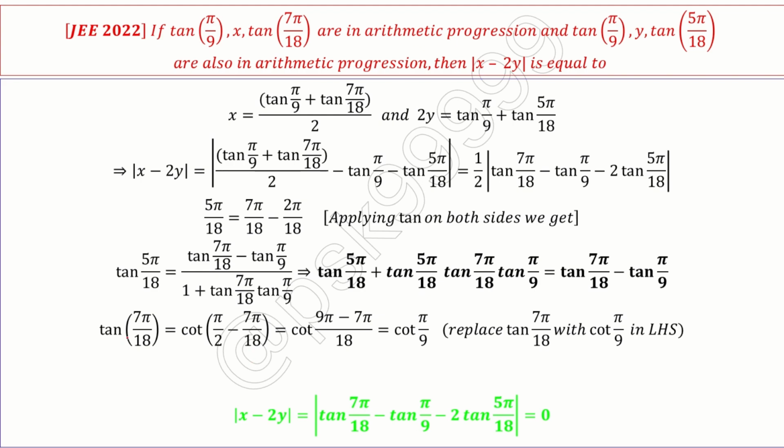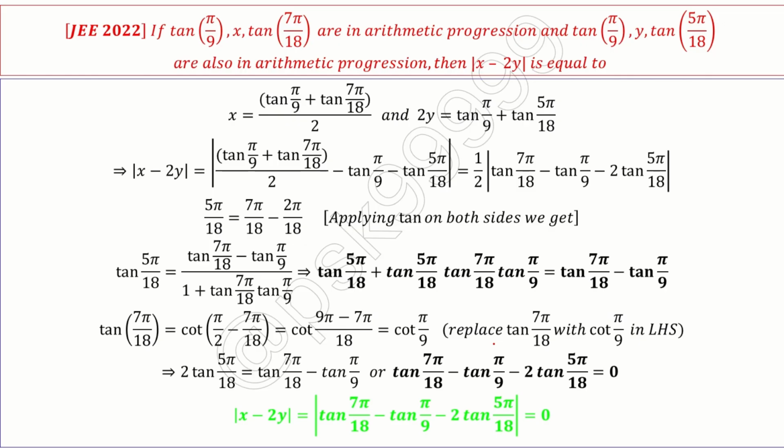Actually, if you put these numbers in degrees instead of radians, this is very easy to understand. Okay, 7 pi by 18 is nothing but 70 degrees. Pi by 9 is nothing but 20 degrees. So tan of 70 degrees is equal to cot of 20 degrees, which is the same. So I will write this tan of 70 degrees as cot of pi by 9, right? Cot 20 degrees. Then it gets cancelled. I am left with 2 tan 5 pi by 18 equal to tan 7 pi by 18 minus tan pi by 9.